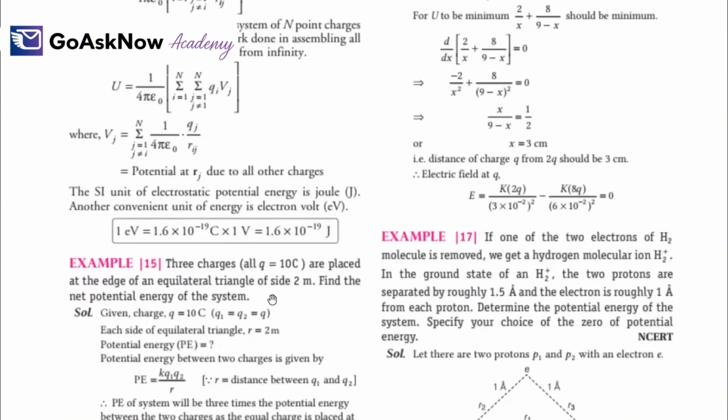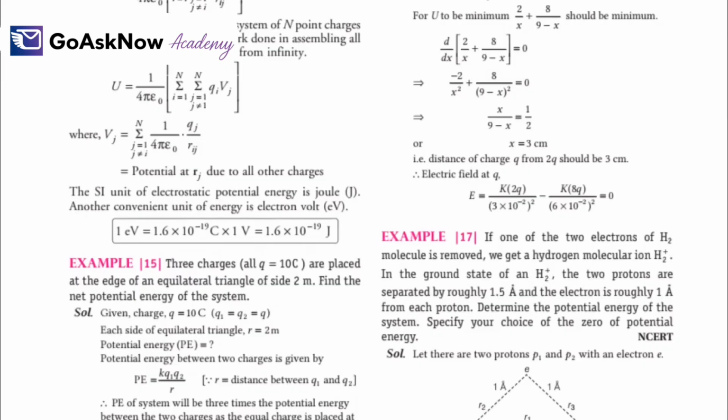The SI unit of electrostatic potential energy is joule, because it is analogous to work done, and it is just the work done in bringing charges to a specific point. So its SI unit is joule. Another convenient unit of energy is the electron volt. Sometimes we use the electron volt as a unit of energy, and it is widely used for charged particles. So 1 electron volt is equal to 1.6 into 10 power minus 19 coulomb into 1 volt.